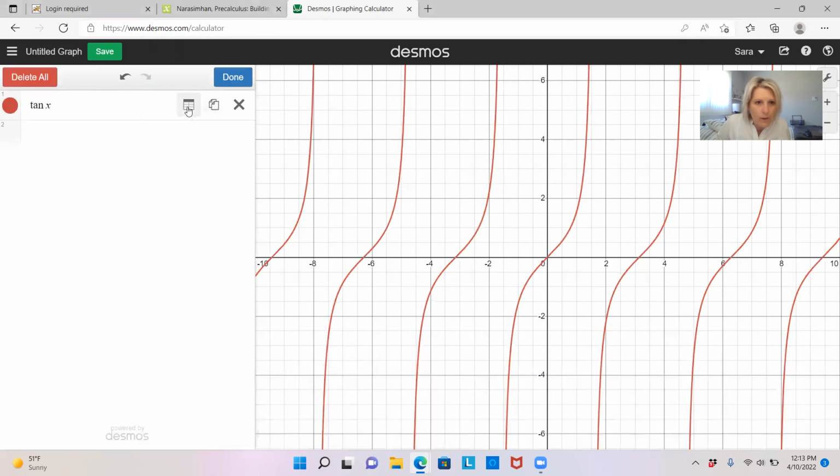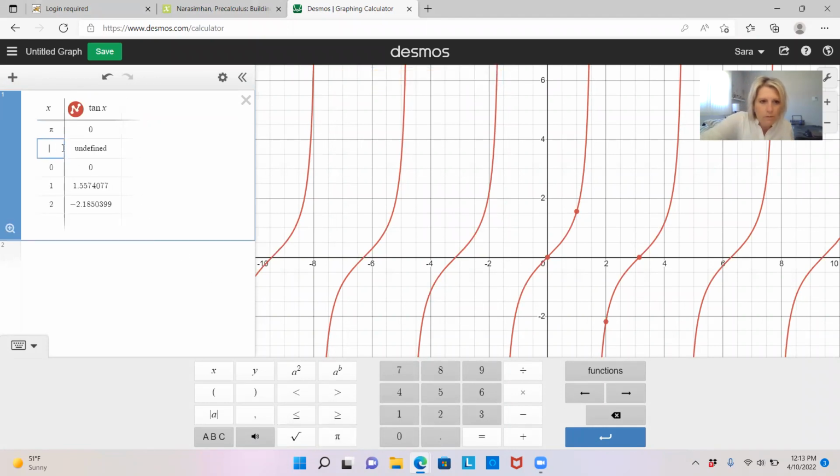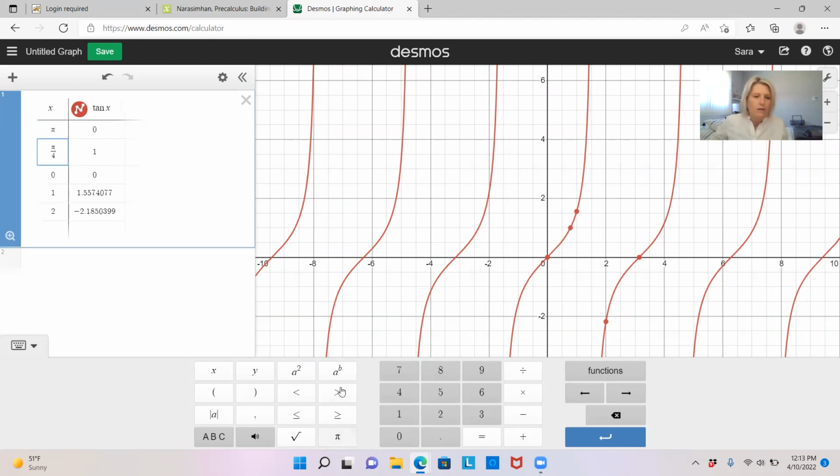And you can see that if you go up to the gear and then make a table, you can see that let's just replace -2 with pi, and then -1 we'll do pi over 4, because that's where it's usually 1. Just some common ones. Okay, now let's go to the book.